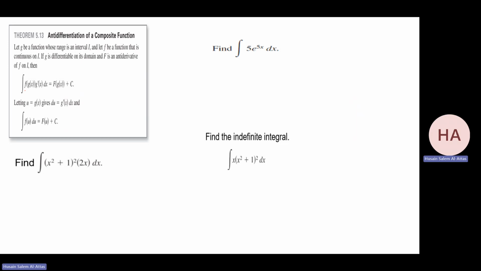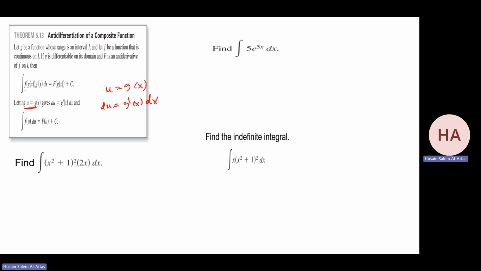The book is taking it in two ways. You can see it as a pattern and do it quickly, just seeing the function and its derivative, or the usual way, which is by let. You let u equal g of x, then du equals g prime of x dx. Then you arrange the integral so that you get an integral that is easy to find.